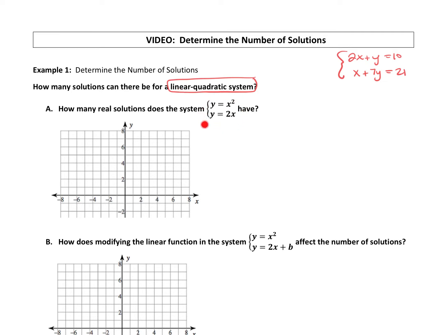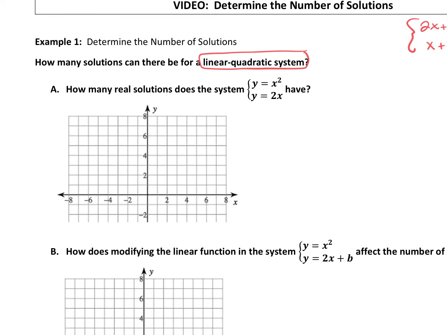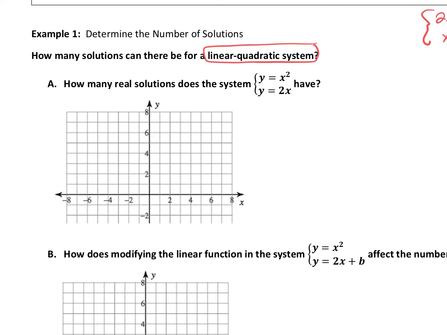So here's our first example. Here's our system. y equals x squared, there's the quadratic. y equals 2x, that's an x to the first power, there's the linear. So that's how this is going to be a little bit different than what you guys have seen before. So how many real solutions? Real solutions means we're not going to bring in i, our imaginary number. Does the system have? One way to figure this out is by graphing.